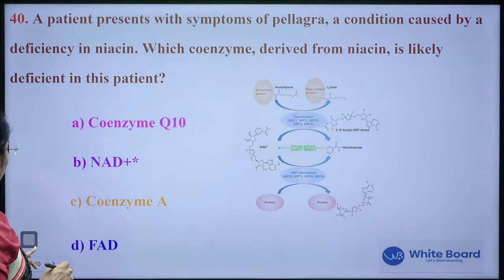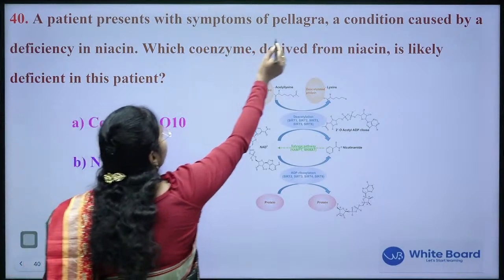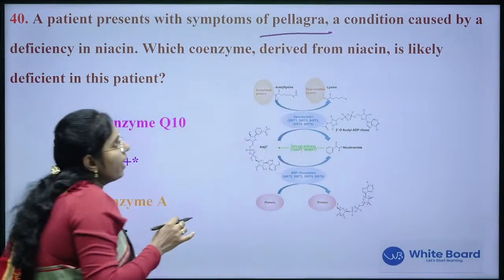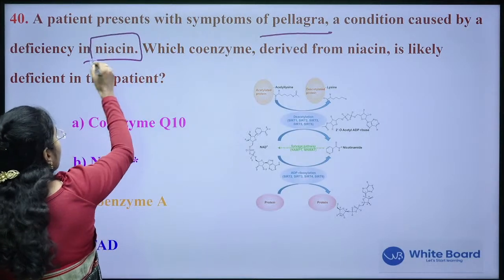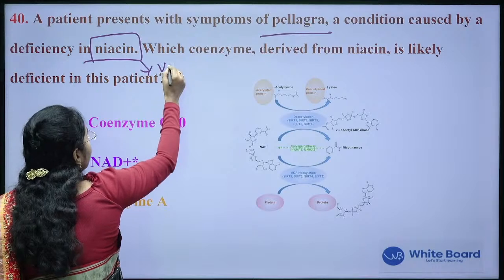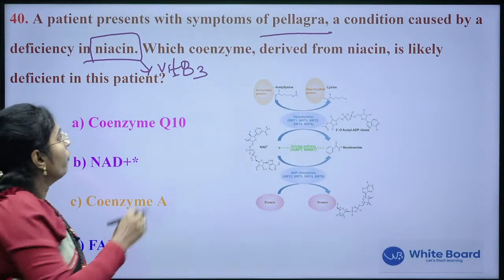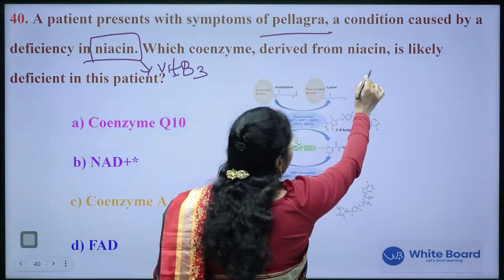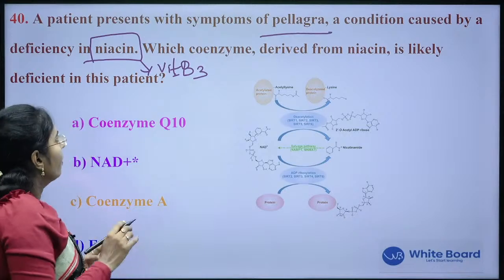Next, coming to the 40th question. A patient presents with symptoms of pellagra, a condition caused by deficiency in niacin. So what is niacin here? It is vitamin B3. Niacin is vitamin B3. So which coenzyme derived from niacin is likely deficient in this patient?